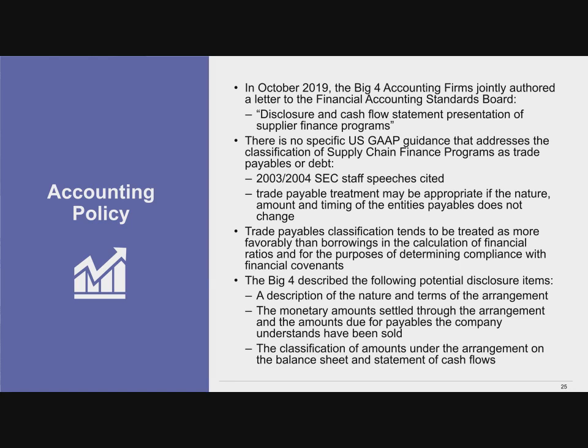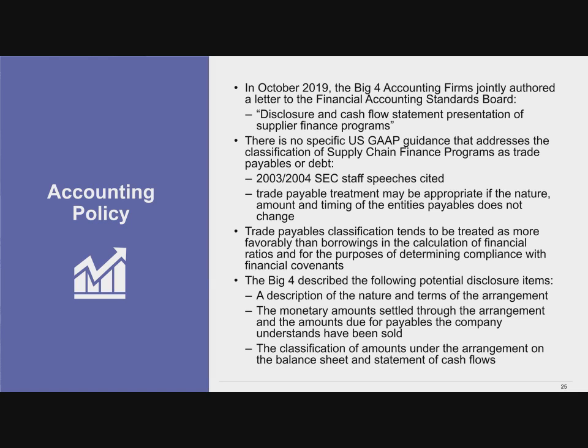However, they then went on to say in their letter to FASB that the reality is that trade payables classification tends to be a lot more favorable in the calculation of financial ratios and for the purposes of determining compliance with financial covenants. In other words, if you've got a bunch of obligations on your balance sheet that are trade debt in nature as opposed to bank debt in nature, then that's a lot better for you than the flip side, and means that you're far more likely to be complying with your covenants and credit agreements and so on.